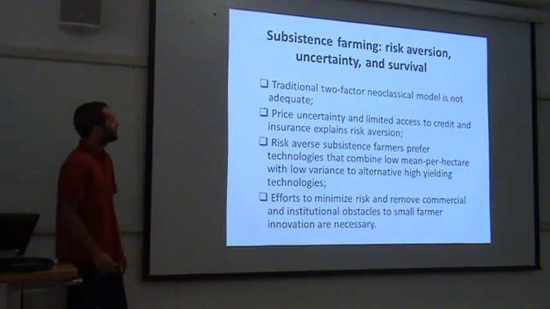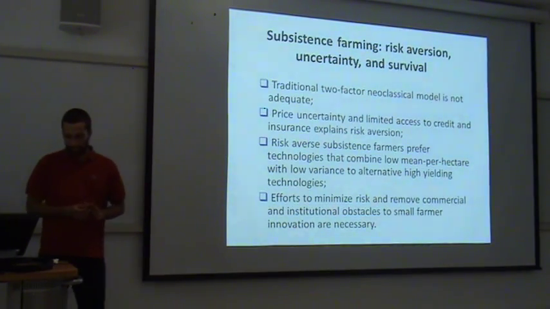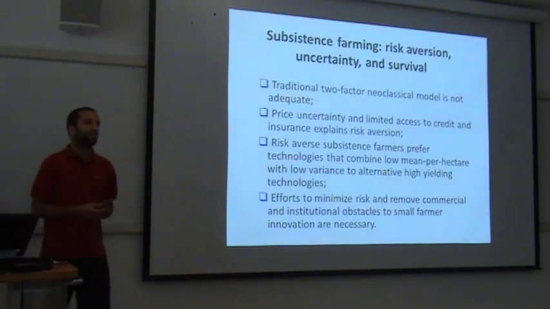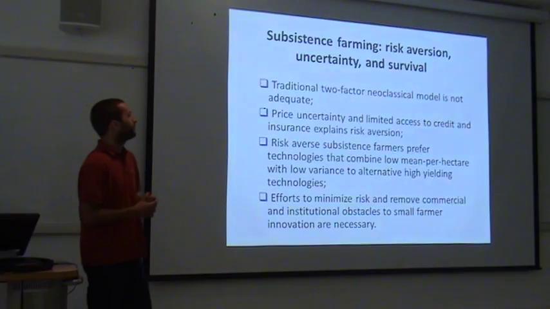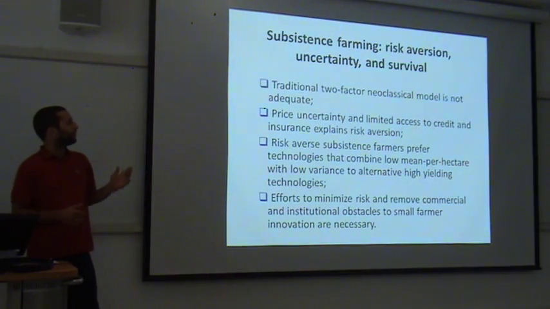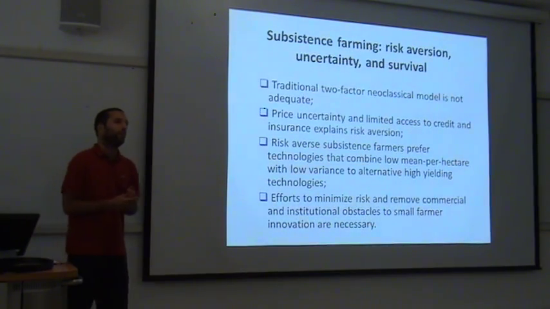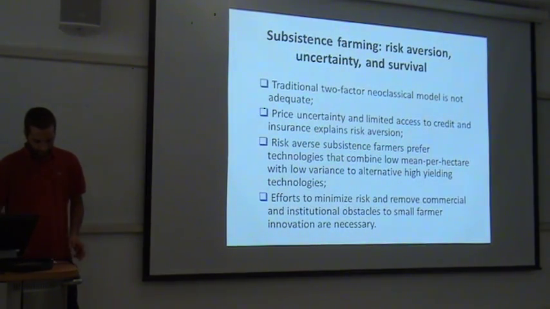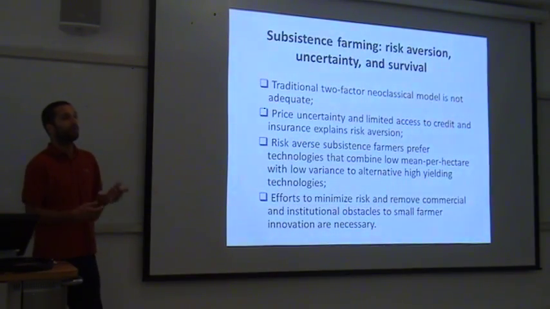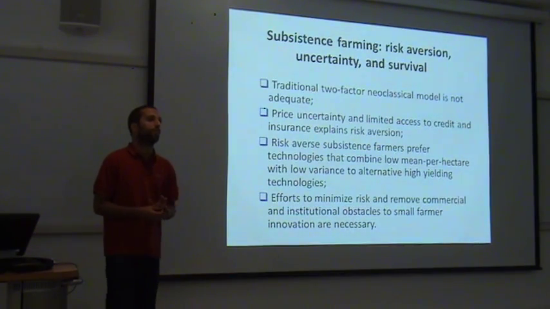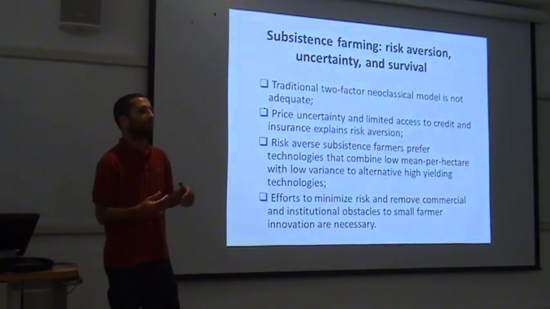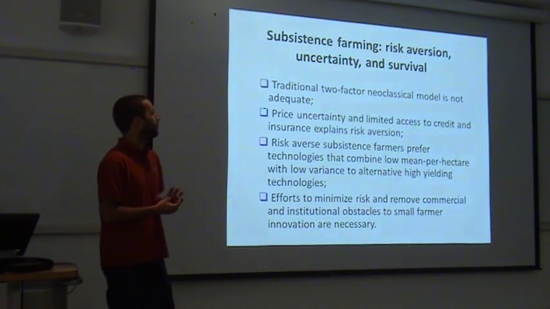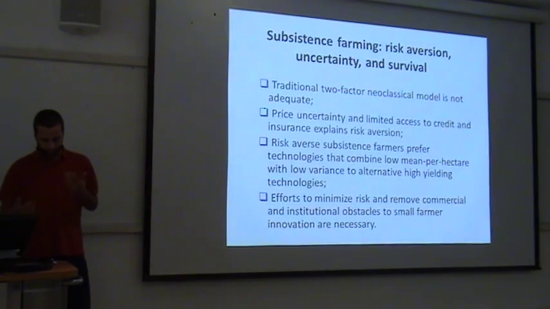Now I'm going to talk about why the traditional two-factor neoclassical model is not adequate. It's a model in which land is fixed and labor is the only viable input. But the problem with the model is that it assumes that the farmer has perfect knowledge of the market, and that's not true, because the model assumes that the farmer will always search for the best method of profit maximization. But it doesn't take into account that the farmer doesn't have perfect knowledge of new techniques, or what input-output ratio is going to come. So therefore the model is not adequate because of that.